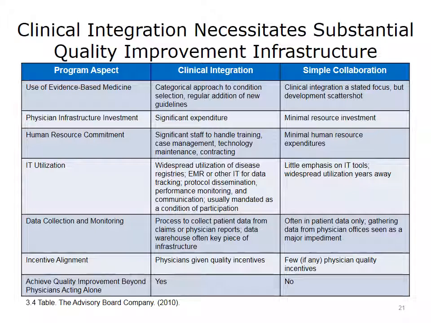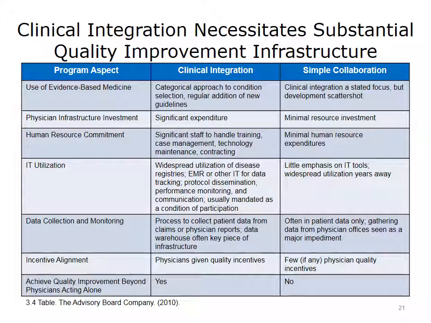In terms of IT utilization, in a simple collaborative network, there's little emphasis on IT tools. But in a clinically integrated network, there has to be widespread utilization of disease registries, IT for data tracking, and IT for protocol dissemination, monitoring of performance, and communication for continuous quality improvement. Generally, in a clinically integrated network, IT is usually mandated as a condition of participation, with electronic medical records and the ability to create disease registries as the typical requirements.